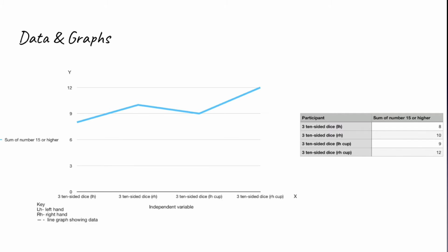This is the same graph, but for the 3 10-sided dice for the left hand, left-hand cup, and the right-hand cup, and everything else. You can see how it's significantly lower than the 5 6-sided dice. And it's interesting because the 3 10-sided dice have more sides, but there are more of the 5 6-sided dice.